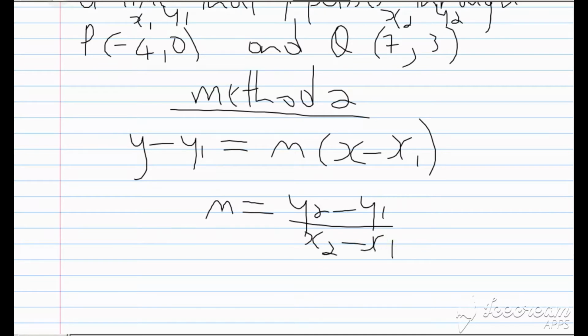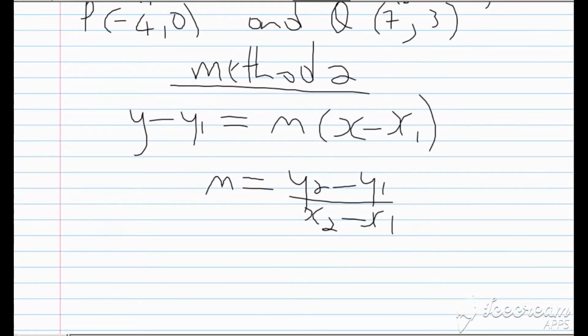All right, I'm not going to go back through this because it is the same gradient and you would have found the gradient. The gradient was found to be 3 over 11. Good. Now, all I need to do now is to input a point where I have x1 and y1, right? Let us say I'm going to use Q, which is (7, 3). Means that x is 7 when y is 3. And I'm replacing the x1 and the y1 now.